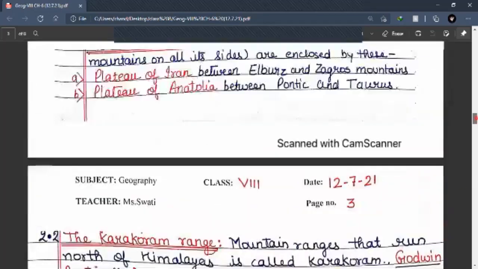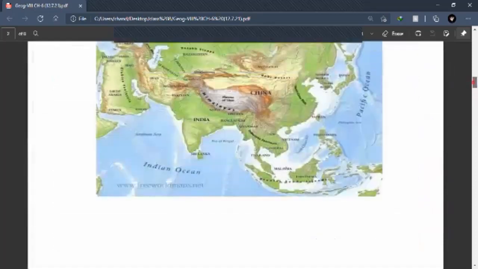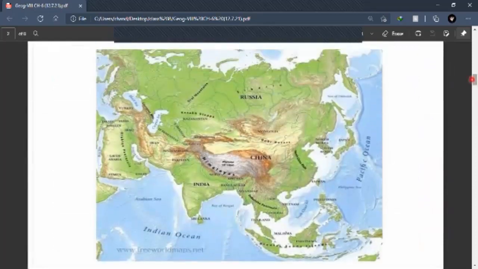Now have a look at the map. First is the Arabian Plateau. It lies in the southwest. It is steeper in the west but gently slopes eastward towards the Persian Gulf. It is a dry plateau as it is in the region of low rainfall and has no rivers. So here it is, your Arabian Plateau.